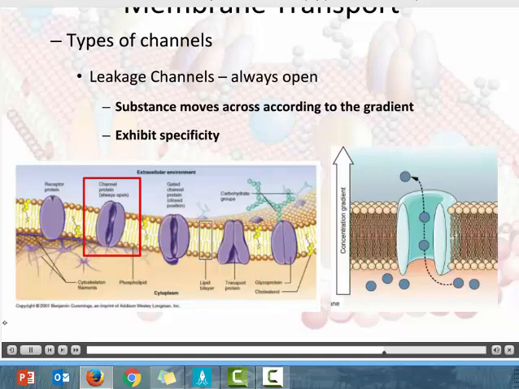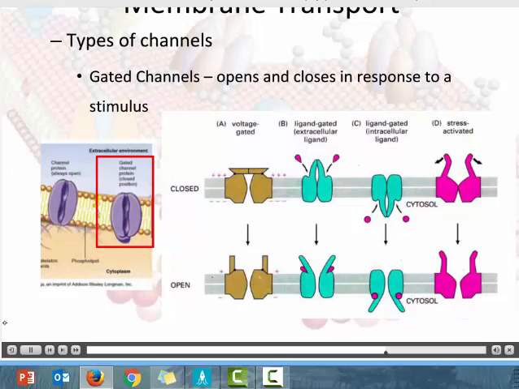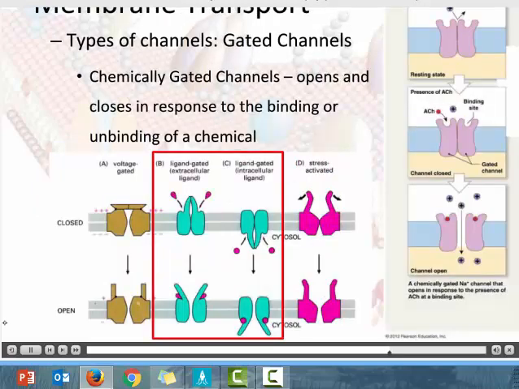Next, we have gated channels. Gated channels are opened or closed by a specific type of stimulus. This stimulus can vary. We actually have 3 different kinds of gated channels. A chemically gated channel is going to open or close when a specific chemical binds to our transport protein. That is going to open up our channel, and then when the chemical unbinds, our channel will close.